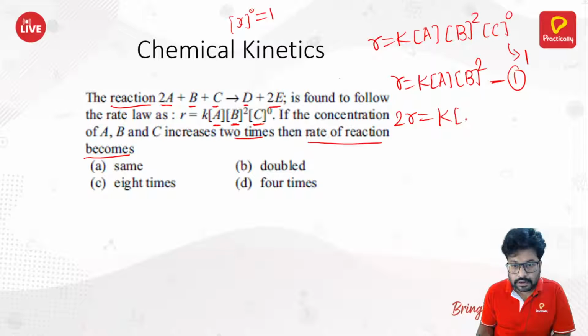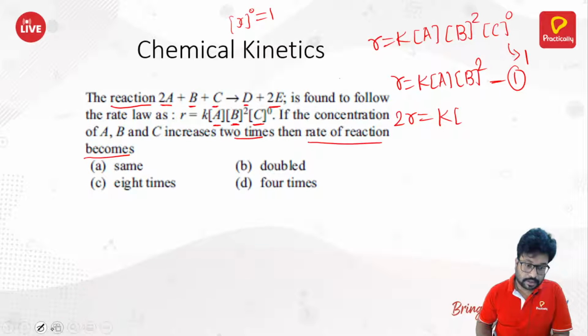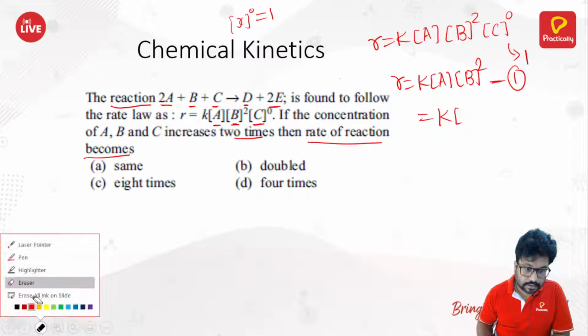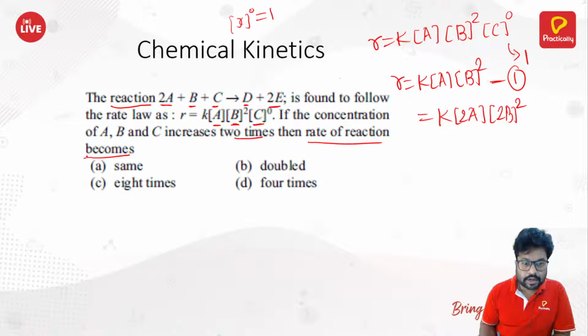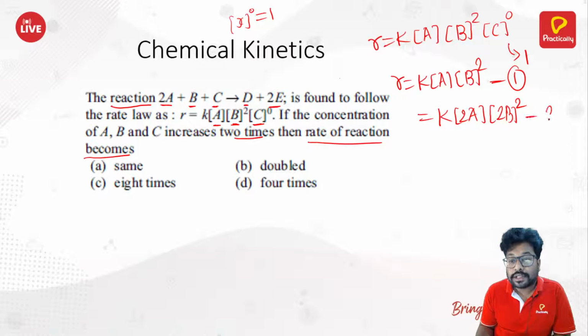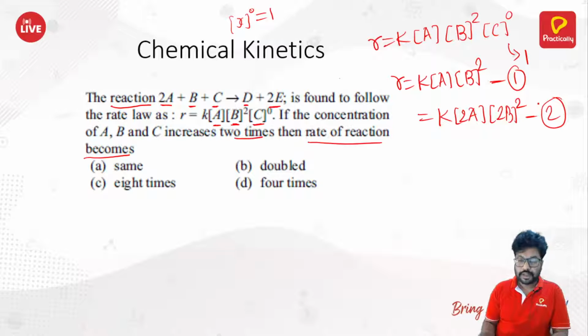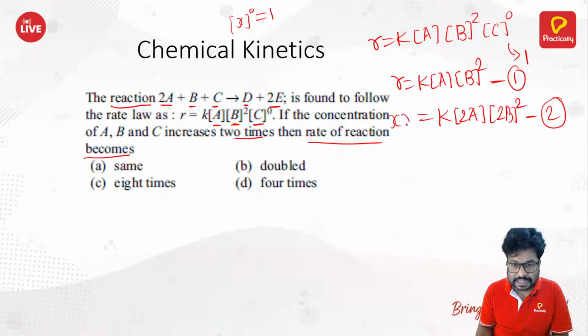What does it say? Oh, sorry, my bad. We don't know what it is here. What are they saying? If the concentration of A, B, C increases by 2 times, so A is now 2A, B is now 2B square. Then the rate of reaction becomes what? This is equation number 2. It could be whatever. Suppose it is XR maybe.